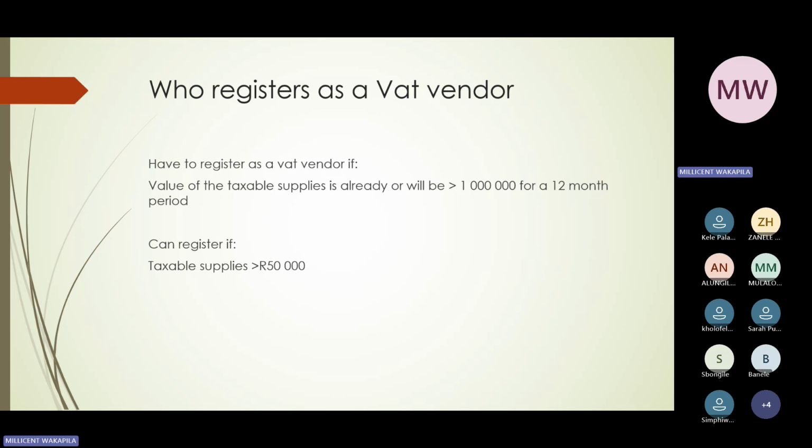And you can register as a VAT vendor when your taxable supplies are more than 50,000. You are not mandated here, you're not obliged, it's not a must. So that is the difference between the two. When your taxable supplies are more than R1 million, you have to register, it's a must. When your taxable supplies are more than 50,000, you can register if you want. That is the difference between the two points here. I'm sure this is very easy to understand.